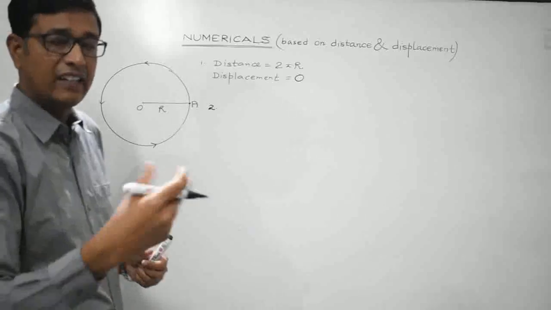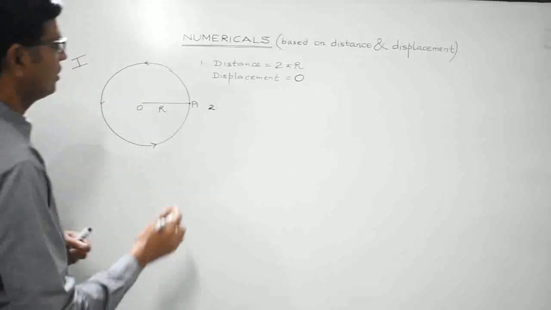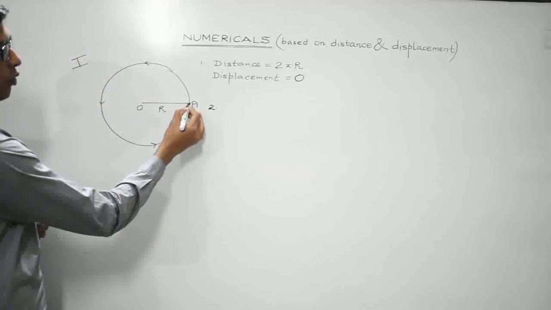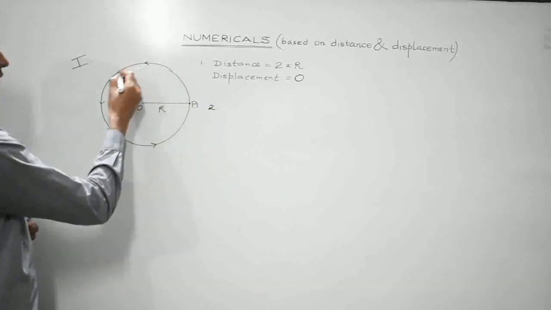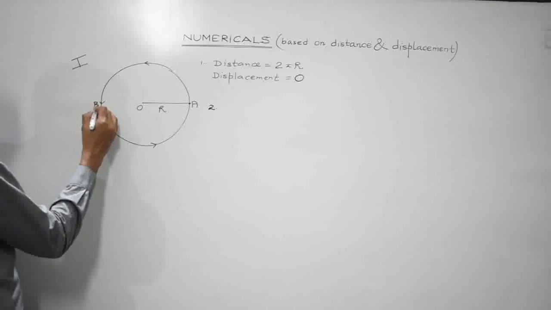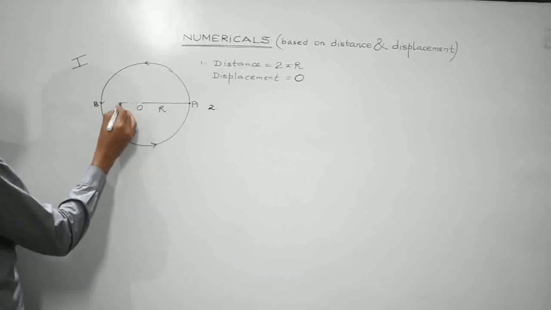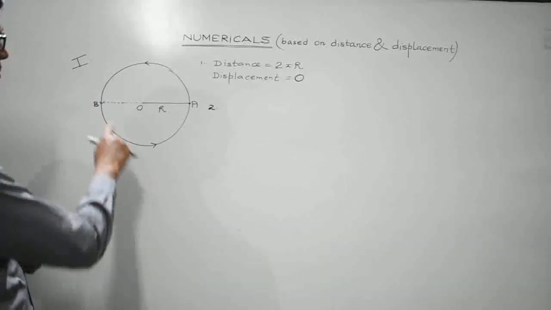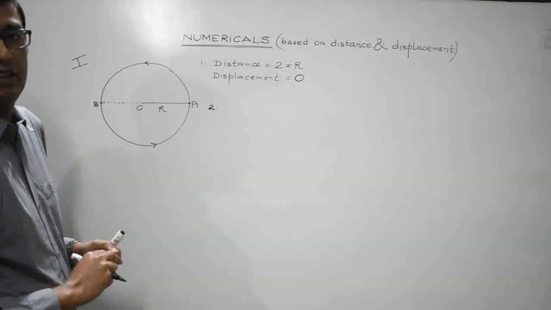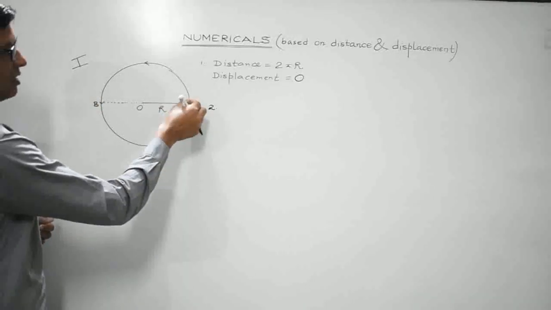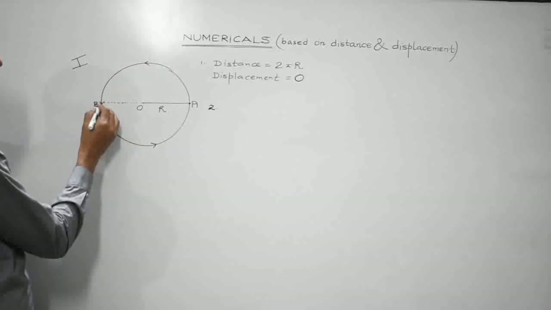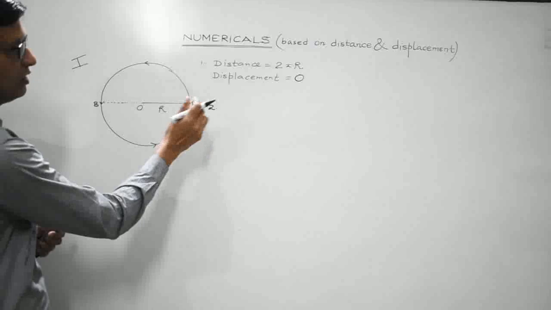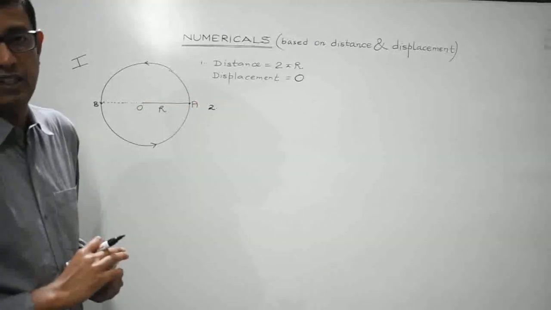Let's consider the second scenario, right? Suppose this athlete starts from point A and instead of completing the whole track, he comes to point B, which is diametrically opposite to point A. It is diametrically opposite to point A, right? So the athlete starts from point A and then finally reaches point B. Here A is the initial position and B is the final position.